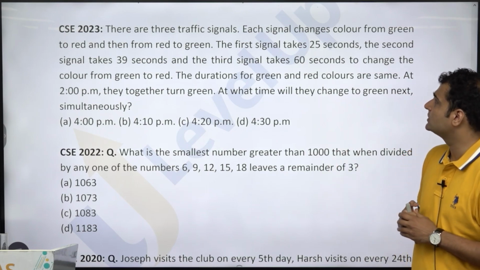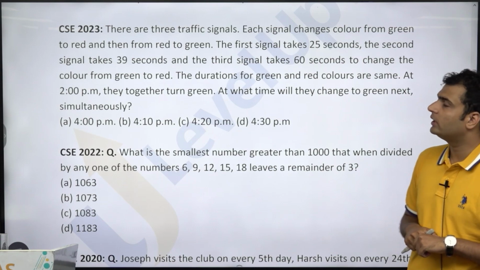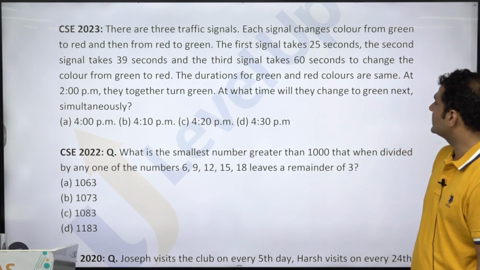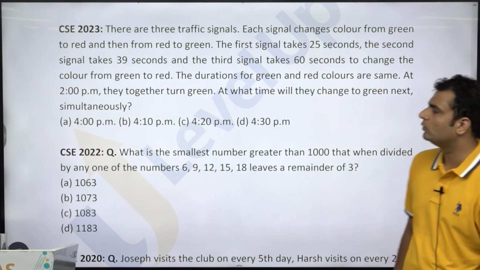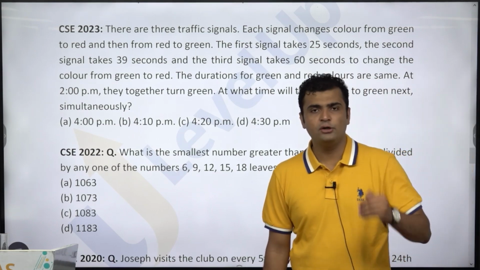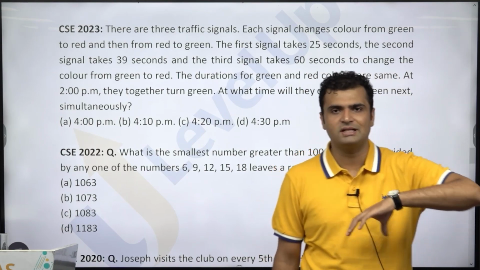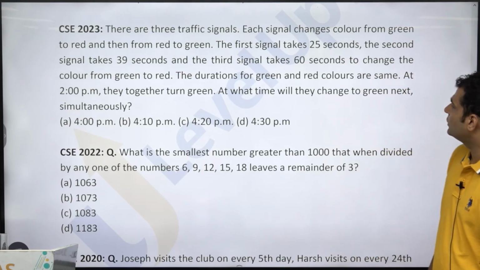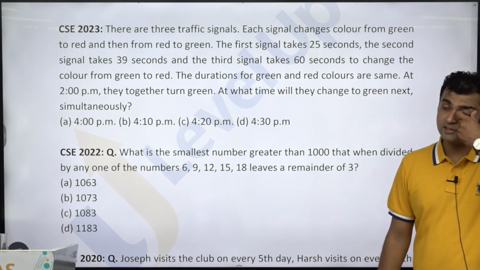There are 3 traffic signals. Each signal changes its color from green to red and then from red to green. First signal takes 25 seconds, second takes 39 and third takes 60 seconds to change the color from green to red. मतलब 25 में green to red होगा, फिर 25 और सेकंड में red to green होगा. 25-25 मतलब 50 सेकंड में वो साइकिल पूरा हो जाए. The duration for green and red colors are same. मतलब 25 सेकंड green है तो 25 सेकंड red होगा, ऐसे चलता रहेगा.